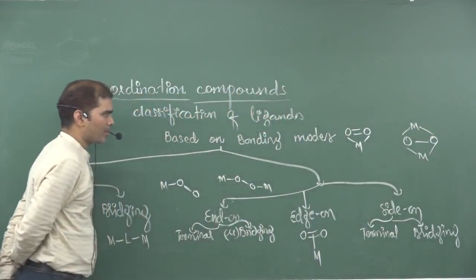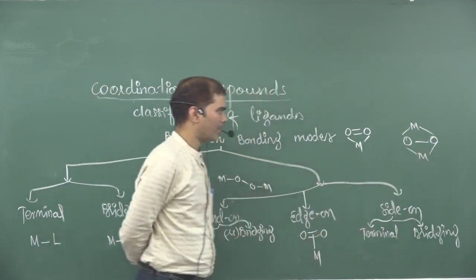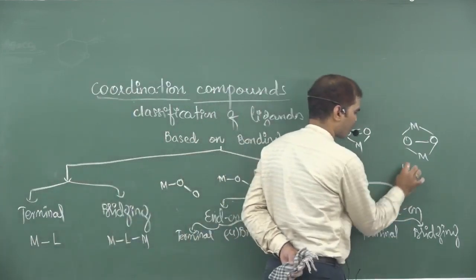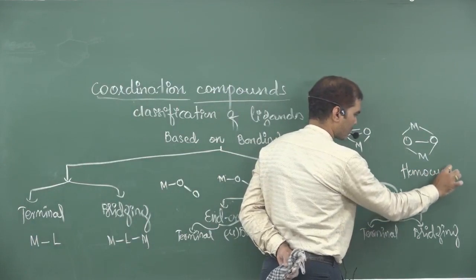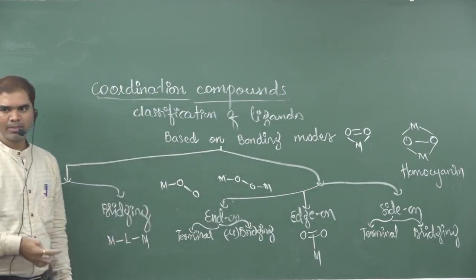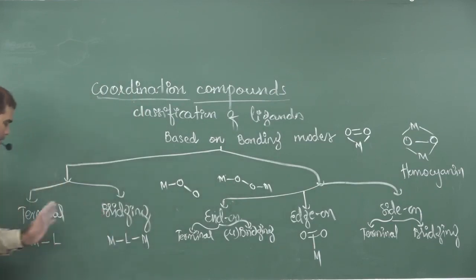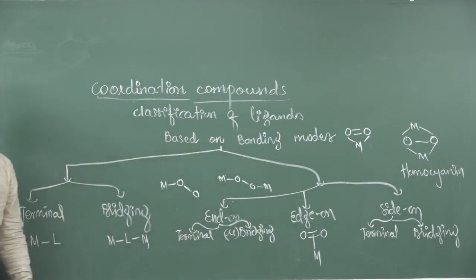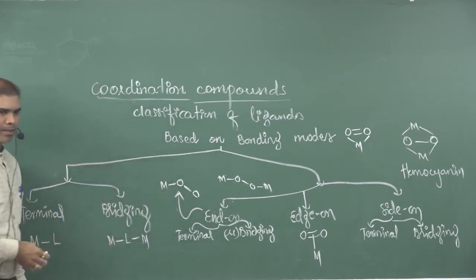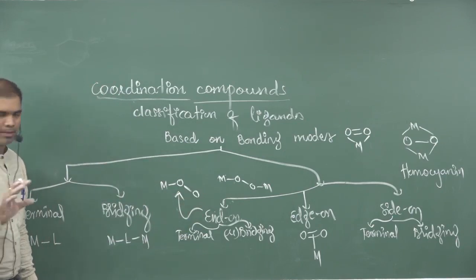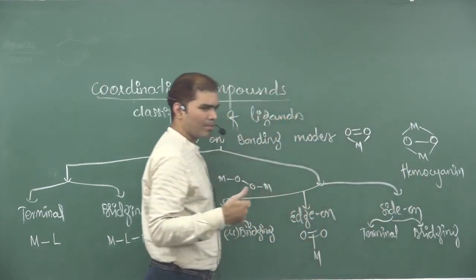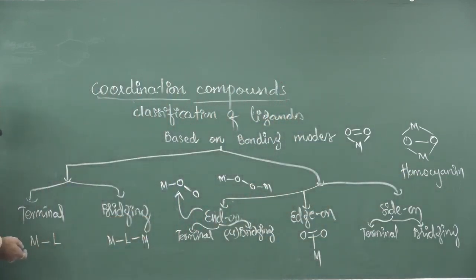If you are aware of this bonding mode, where do you find this type of bonding mode in bioinorganic chemistry? You find it in hemocyanin. Which bonding mode you will find it in hemoglobin? End-on terminal. You will find it end-on terminal for hemoglobin, whereas side-on bridging for hemocyanin. So all these bonding modes are important for us. Finish this classification.